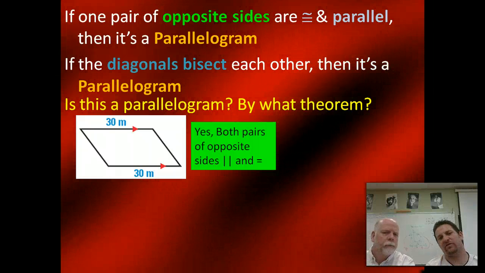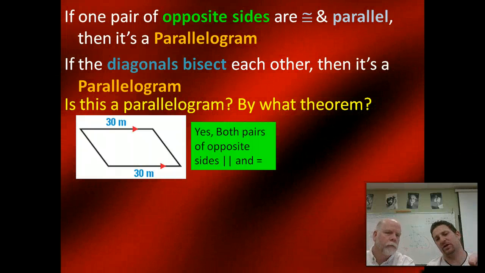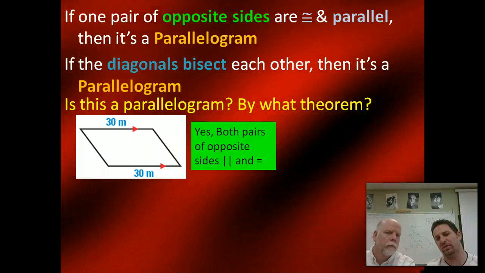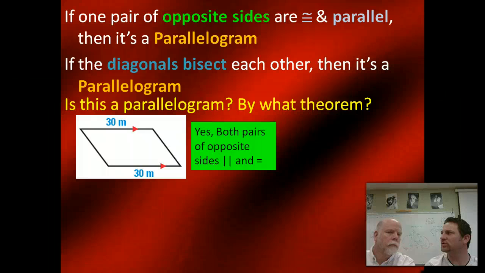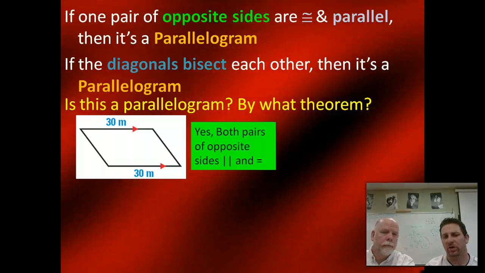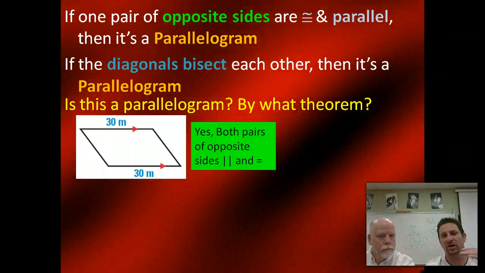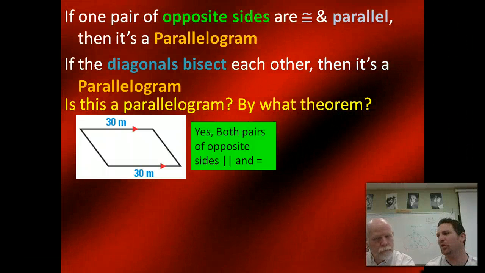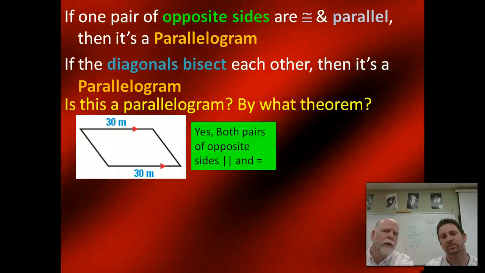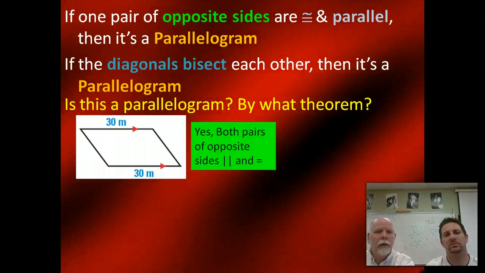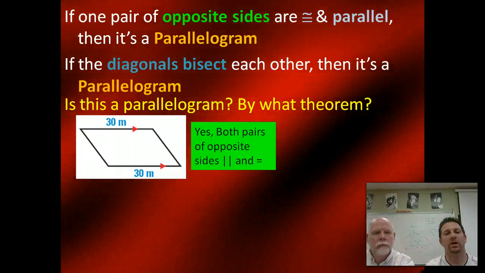Now, Kevin, let's say we were given that the top piece was 30 and the bottom piece was 30, but then the left side and the right side were parallel. Could we assume that it was a parallelogram? No. So be careful there, guys. Make sure you're talking about the same sides. That's parallel and congruent. Both pieces of information have to be on those same sides. I don't know why that green box says both pairs. It should say one pair of opposite sides is both parallel and congruent. Oh, okay, I didn't see that.